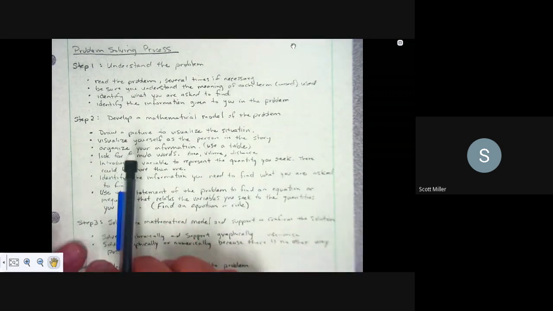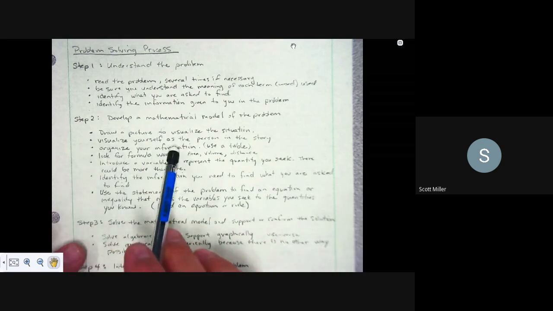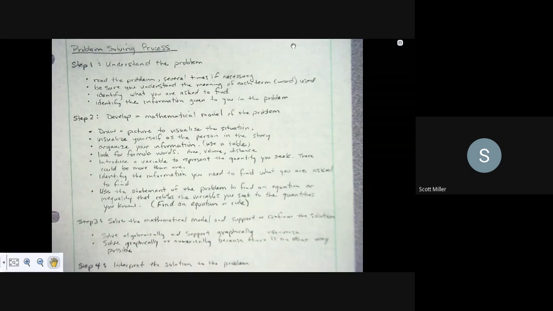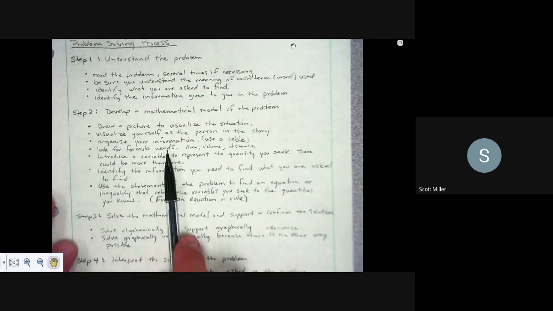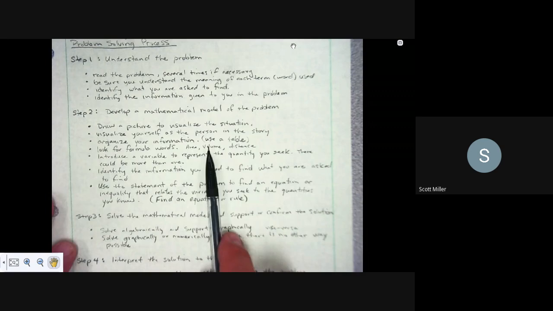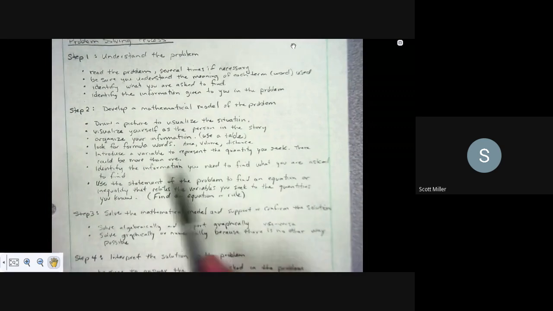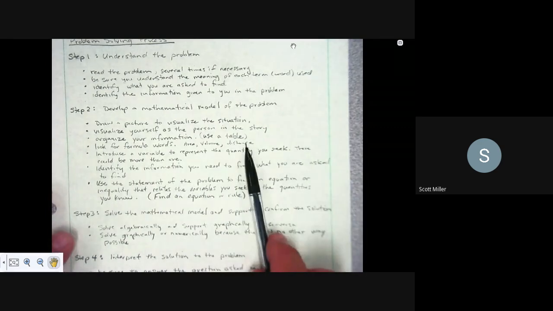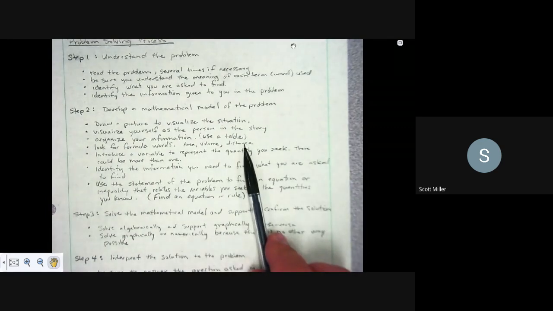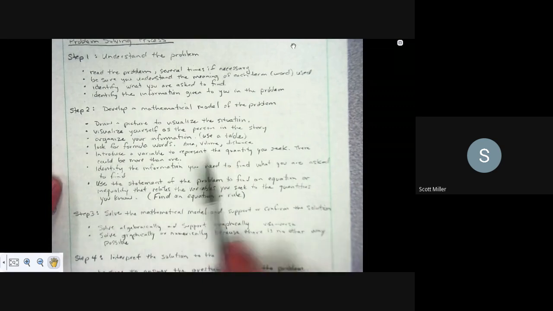The next part is how we start getting our information gathered up. Organize your information. Most of the time we use a table. If we don't use a table, we could be looking for formula words, words that talk about area, volume, distance, things like that. If you see those kinds of words, there's usually a formula associated with it, and you're going to use that formula in the process of your problem. So you want to make sure you understand those words.